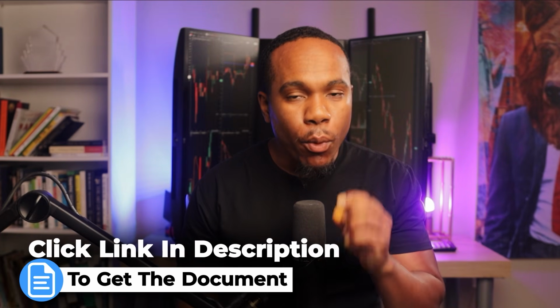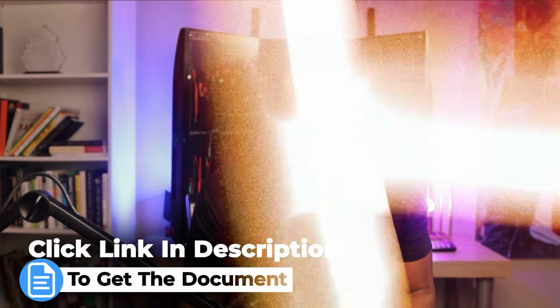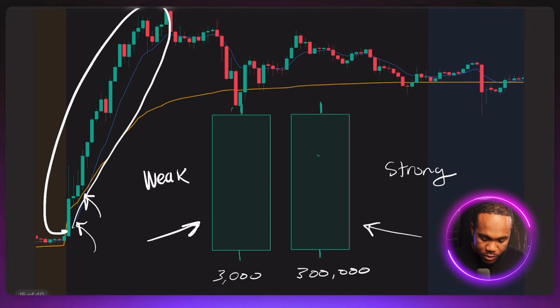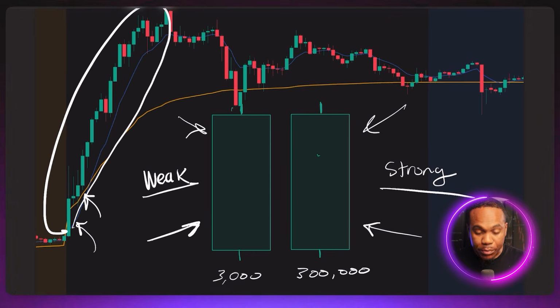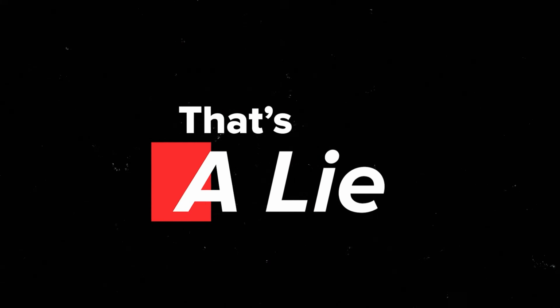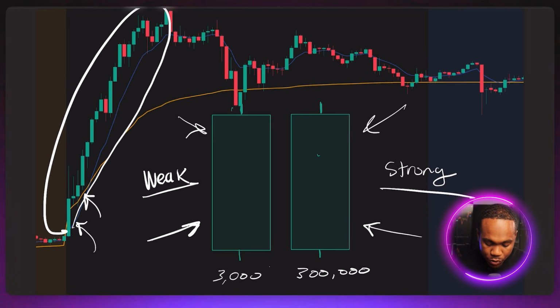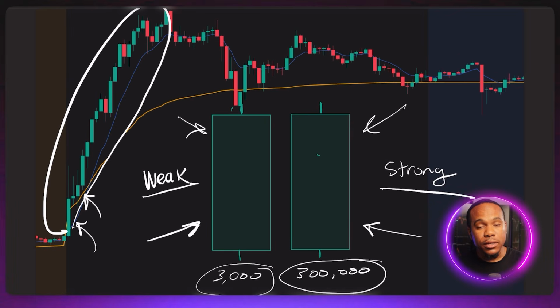The first very important point that you have to accept is this. We can have two bullish candles that look exactly the same. One can be a weak candle and the other can be strong. Not all candles that look the same are the same. You've been told that every bullish candle is strong, but that's a lie. One candle can have 3,000 shares traded and the other candle can have 300,000 shares traded.